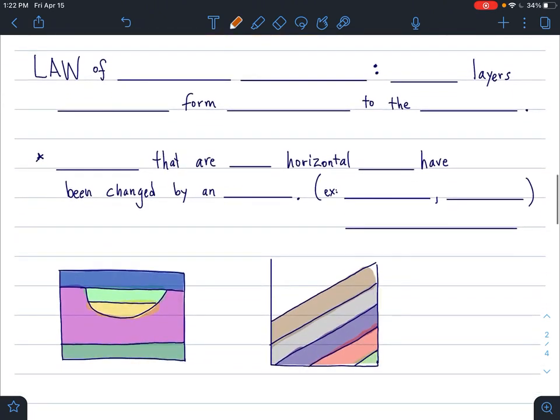Let's look at law number 2. The second law is the law of original horizontality, and this is a big word here. Horizontality. Okay, let's break this down. Essentially what this means is that when you have rock layers, they originally are going to form in a horizontal type manner. So rock layers form horizontally.